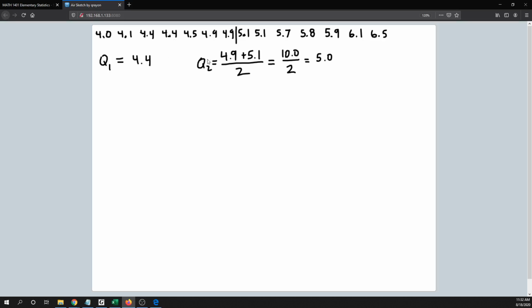All right, and then Q3, we would do the same thing for this upper half. So again, we have 7 observations, an odd number, right? So there's a number that's exactly in the middle. That number that's exactly in the middle would be this 5.8 right here. 1, 2, 3, 4, right? So Q3, the third quartile, is 5.8. All right.